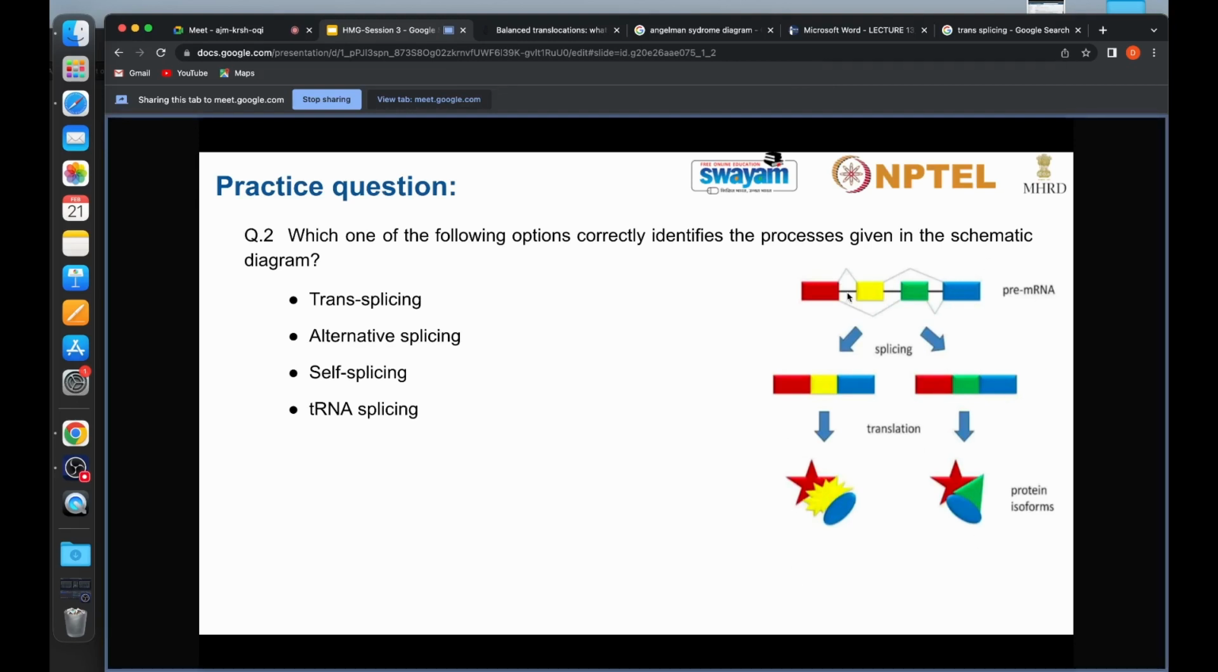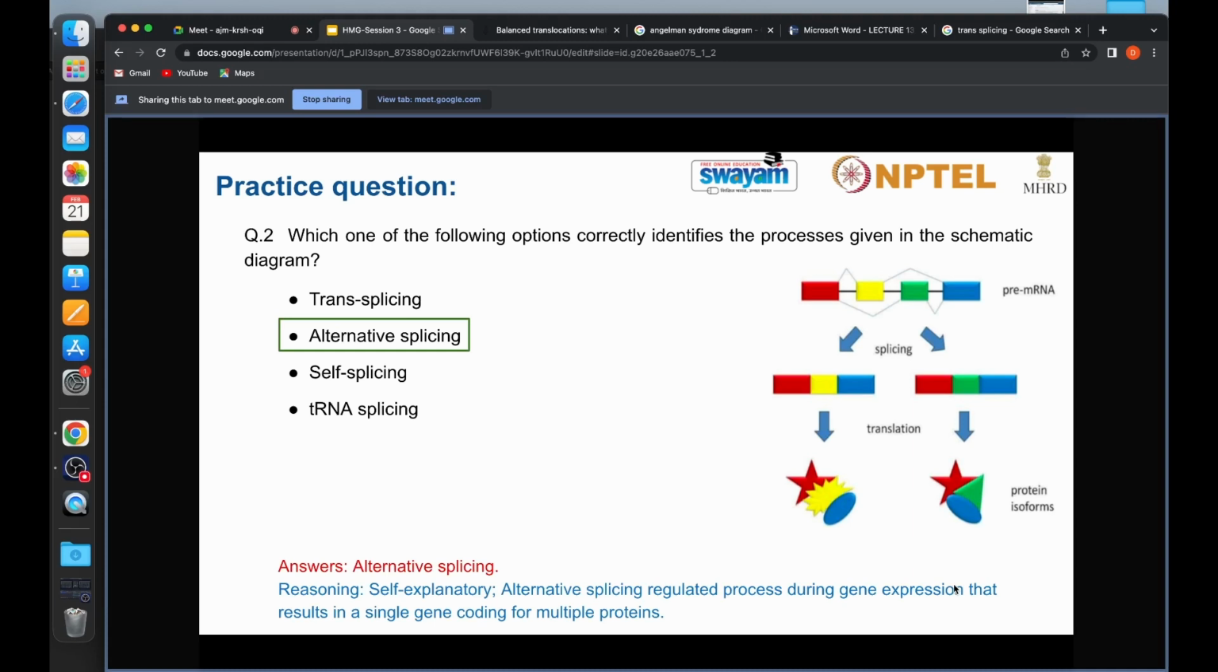In this diagram, they have given you the pre-mRNA sequence, and they said that there is splicing and two transcripts have been formed, and then translation occurs and these two protein isoforms are observed. Now you have to tell what kind of splicing has occurred here. Is it trans splicing, alternative splicing, cis splicing, or tRNA splicing? Its correct answer is alternative splicing, because you can see that in both of these transcripts, alternate exons have been selected, or you can see different exon combinations.